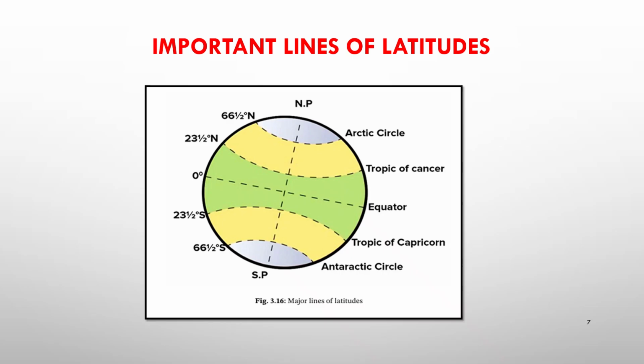So we ask ourselves, having explored these lines of latitude, why do they matter? Why should we worry ourselves studying these 7 important lines of latitude? These 7 latitudes are not arbitrary. They have been identified because they mark important boundaries in Earth's climate system.